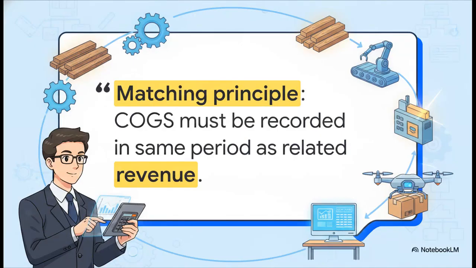To wrap up today's session, I want to ground everything back in a fundamental rule of accounting, the matching principle. Cost of goods sold must be recorded in the exact same period as the related revenue. When we sold those 600 desks, we recognized a precise proportion of materials, labor, and machine depreciation in our COGS that matched the revenue those 600 desks generated. That, my friends, is the rigorous, systematic beauty of cost accounting.